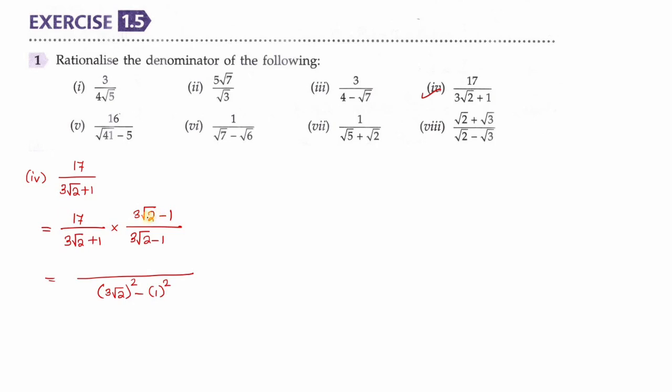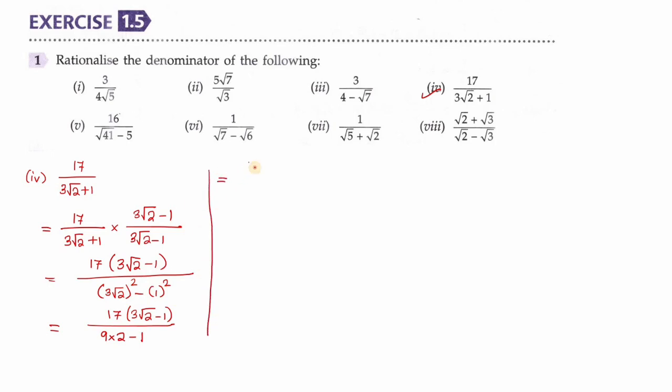So we have 17 into 3 root 2 minus 1. Before we multiply, we'll just leave it like this only, because later on it may get cancelled. So we have 17 into 3 root 2 minus 1. Now 3 square is 9 into root 2 square. Root 2 and square can be cancelled, so it is just 2. Minus 1 square is 1. I'll do the rest of the part on the other side.